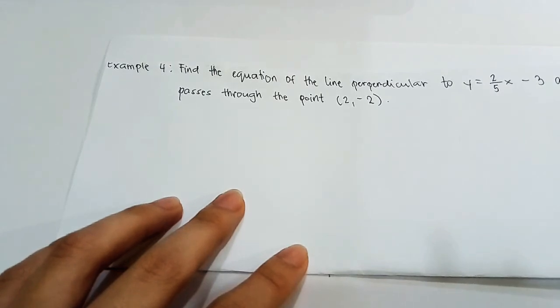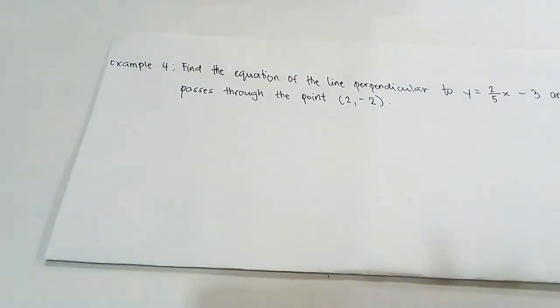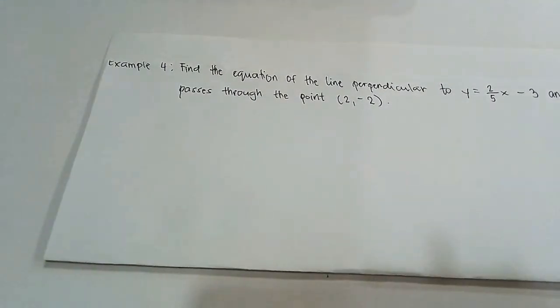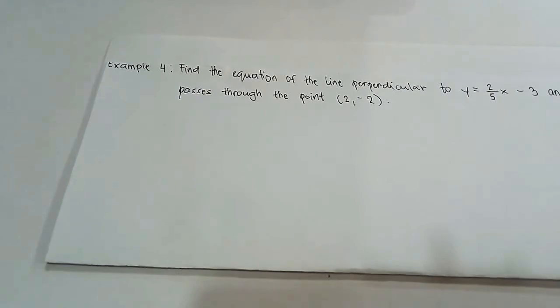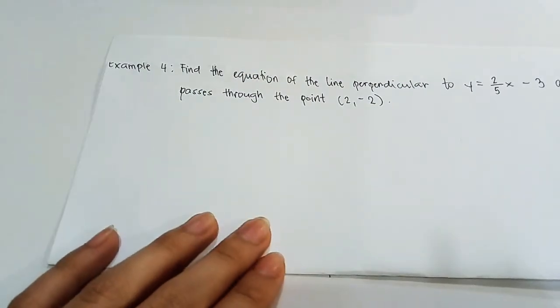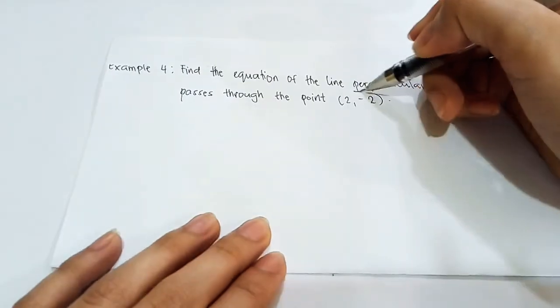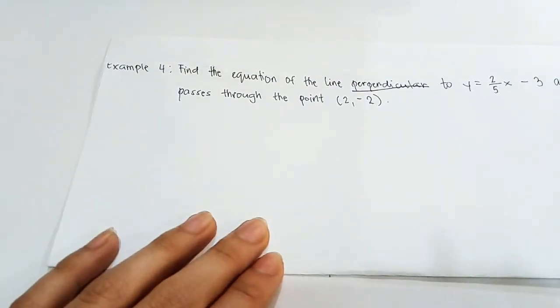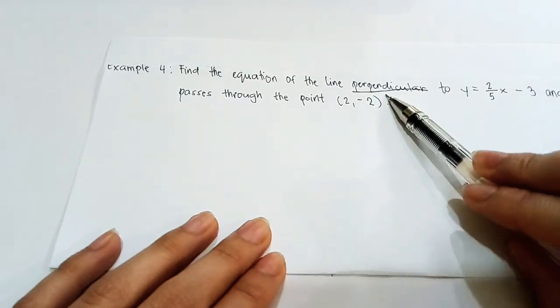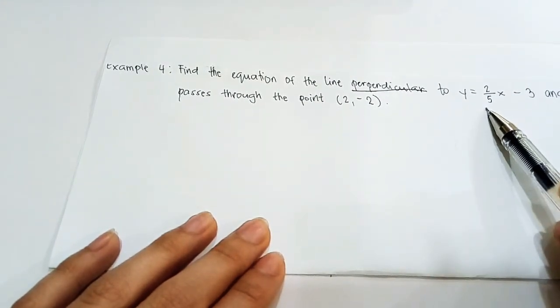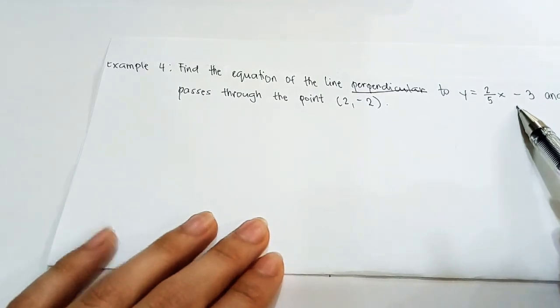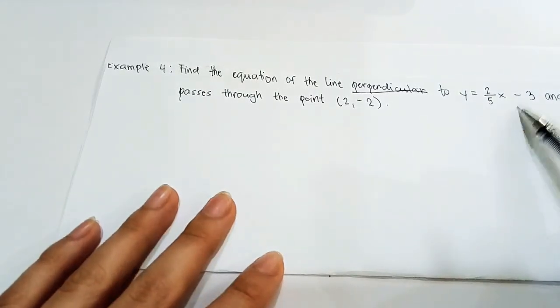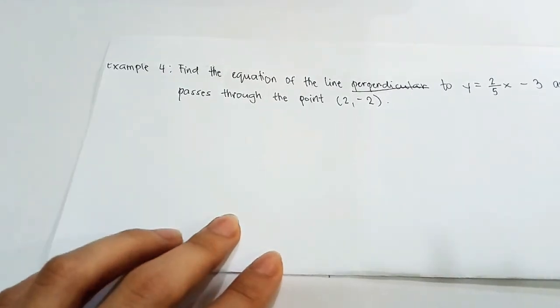Example 4. Find the equation of the line perpendicular to y equals 2/5 x minus 3 and passes through the point (2, -2). So it says that the two lines are perpendicular. So we're going to find the equation of a line perpendicular to y equals 2/5 x minus 3. Take note that if two lines are perpendicular, their slopes are negative reciprocals of each other.